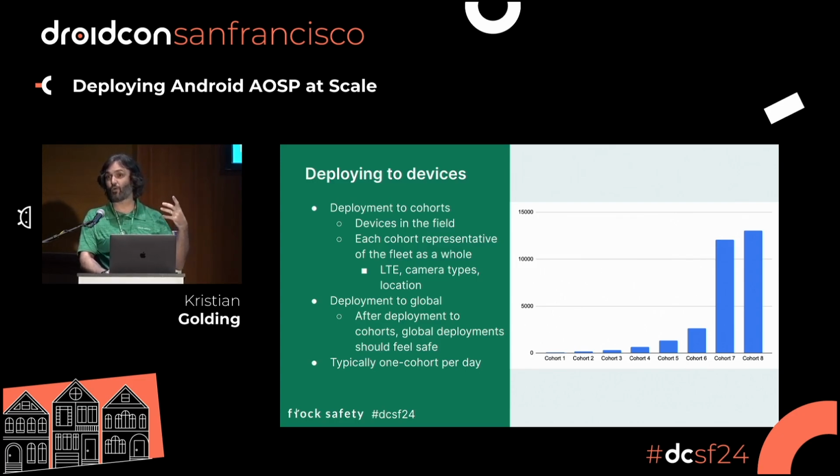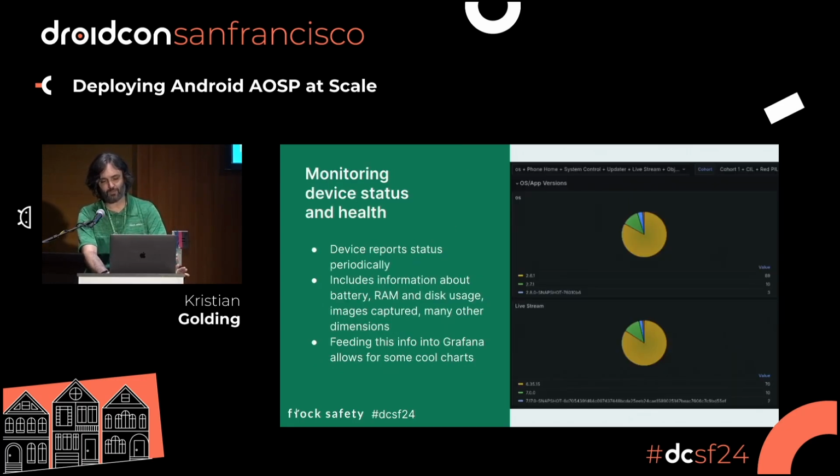So we try to cover all the LTE types we support, like Verizon, FirstNet, AT&T, plus the different types of camera modules, plus the locations. Are they up north, are they down south in the colder or winter or warmer climates? And we typically do this deployment as one cohort per day, and then we go to monitoring them.